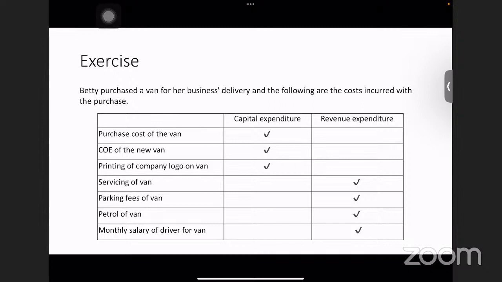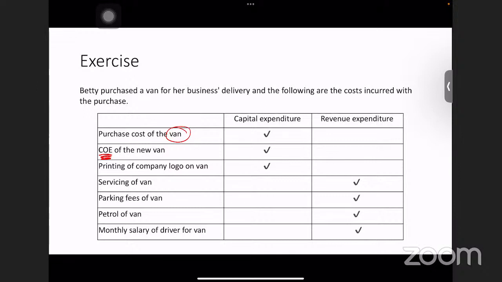Okay, let's assume that you have already done it. Purchase price of the van, your motor vehicle, is definitely capital expenditure, right? The cost of the van is a motor vehicle. Next, COE of the van. What is a COE? COE is Certificate of Entitlement. If you are owning a vehicle in Singapore, you must purchase this paper called COE. It gives you the right to drive this vehicle on the roads of Singapore.